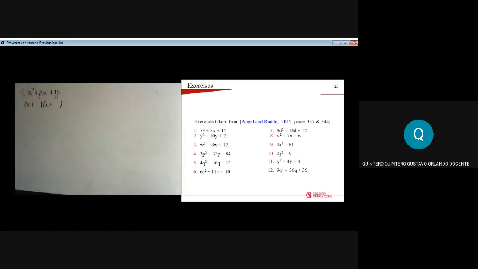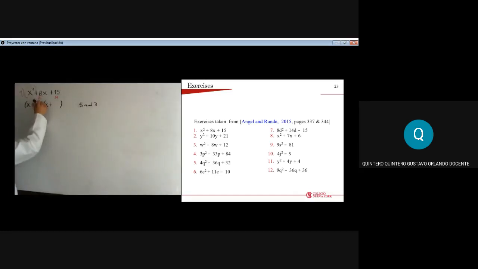All right, let's think about it. Two numbers that multiplied give you 15. How about 5 and 3? Those two, when you multiply, give you 15. But look at that, when you add them, they also give you 8. So there we go, we have our answer.